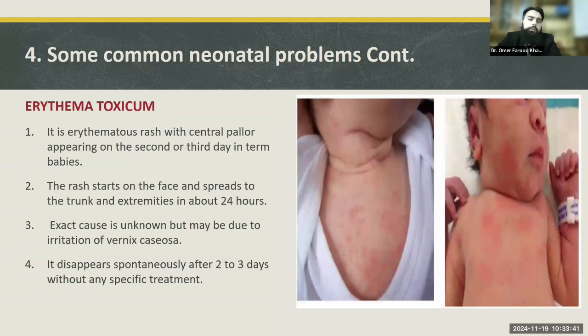Then there's a problem. It's not a problem. Basically, it is a rash. Erythema toxicum. It is an erythematous rash with central pallor appearing on the second or third day in term babies. The rash starts on the face and spreads to the trunk and extremities in about 24 hours. The exact cause is unknown, but it may be due to irritation from vernix caseosa. It disappears spontaneously after 2 to 3 days without any specific treatment needed. If it persists even after 5 days, then you need to get a dermatology consult. But if it is present for 2 to 3 days, you need not worry about it, because it usually settles down after 3 days.